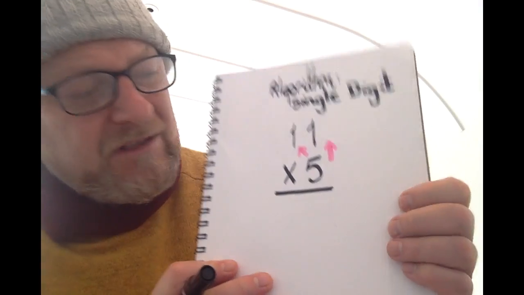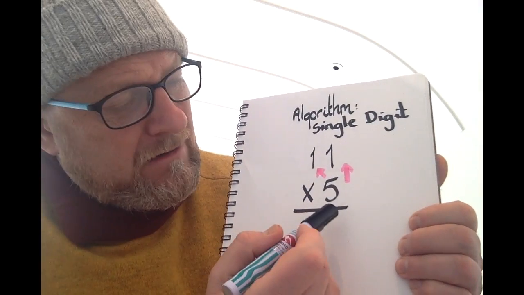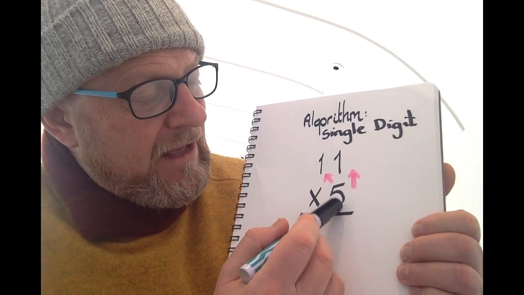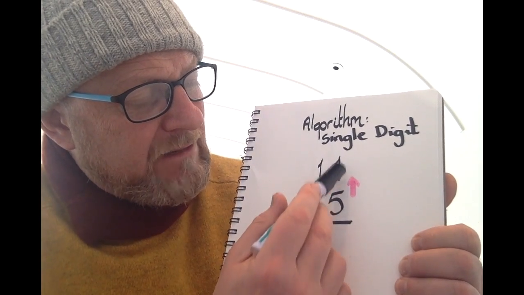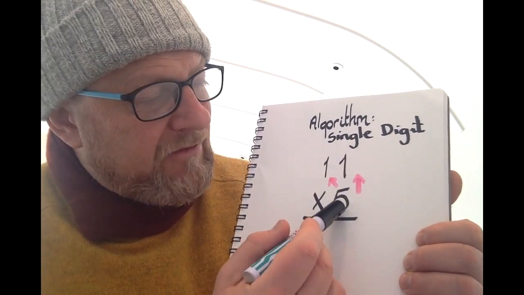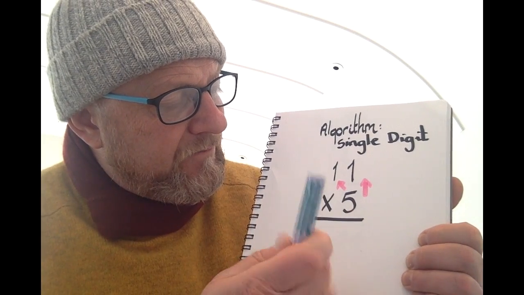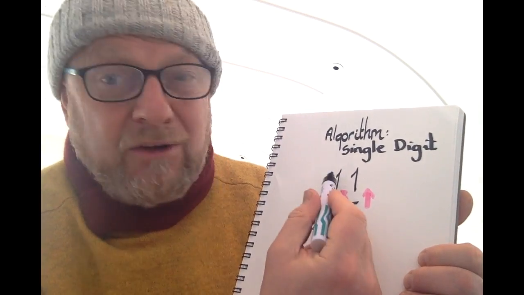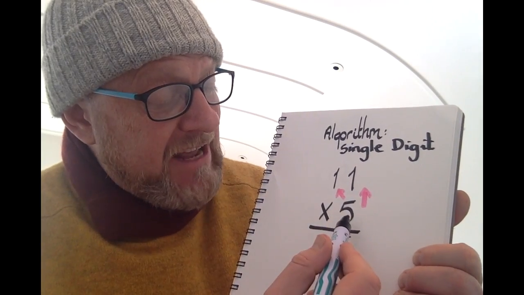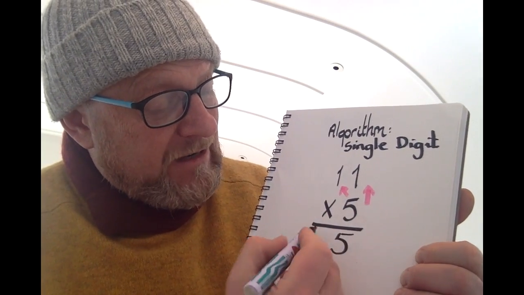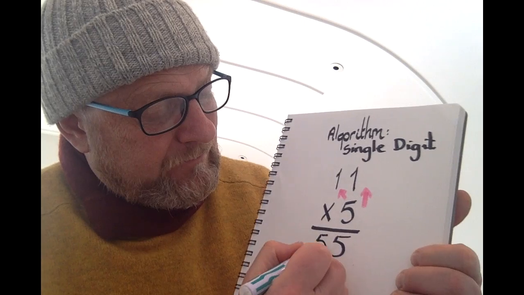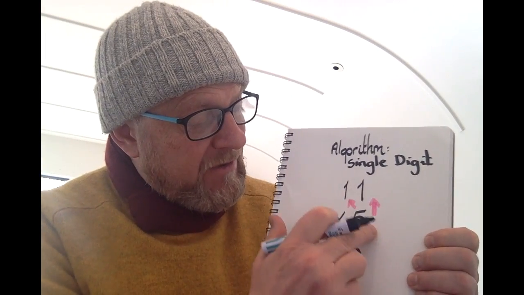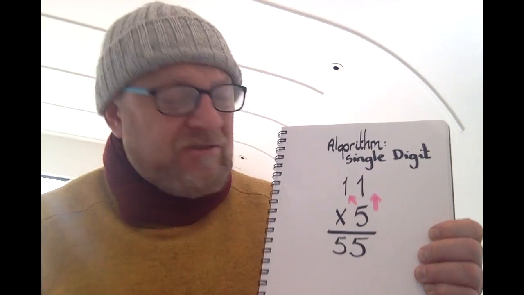So there's 11 times 5. We take the multiplier, which is the number here, and we times, using our times tables, the number above. 1 times 5, 5 times 1, is 5. And then we go diagonally across and times the tens. 5 times 1 is 5. And we get our answer. So we go vertically, then we go diagonally, and that gives us the answer.